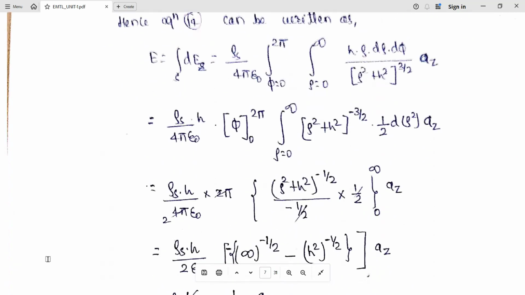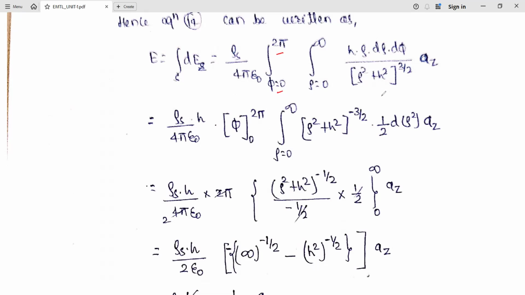So finally, if you see here how it is going to change, phi is going to change from 0 to 2 pi, and rho is going to change from 0 to infinity. When we are considering the infinite sheet, r is going to be maximum, infinite, and if this sheet shrinks towards 0, then rho will be almost equal to 0.